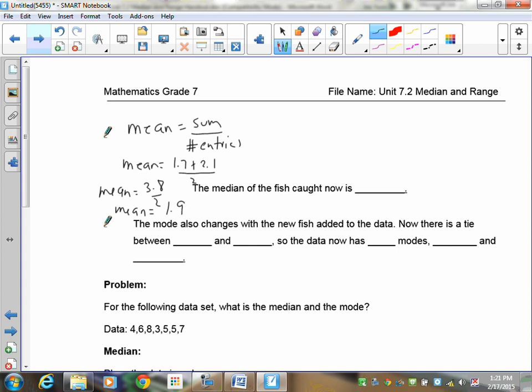Now, if you do this correctly, that number, 1.9, should be between the two numbers you were averaging. If it doesn't come up between 1.7 and 2.1, you made a mistake. So 1.9 kilograms is the median now.